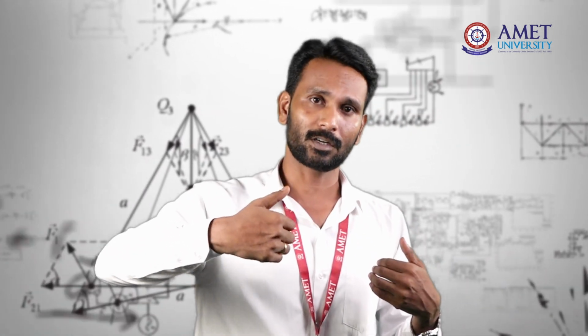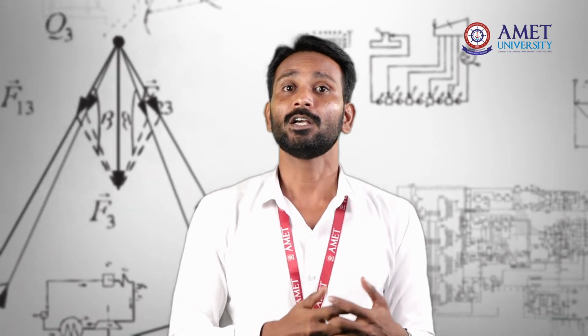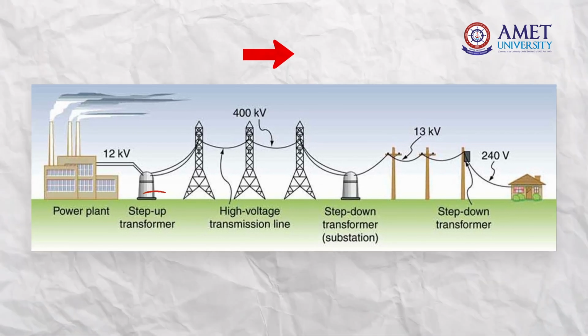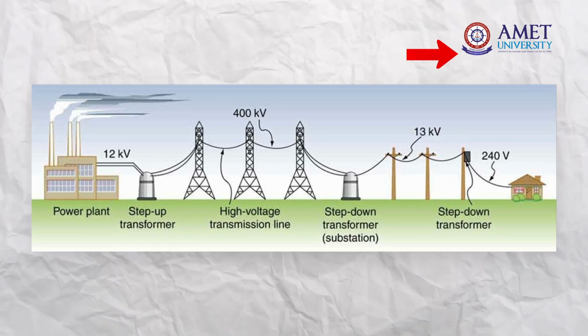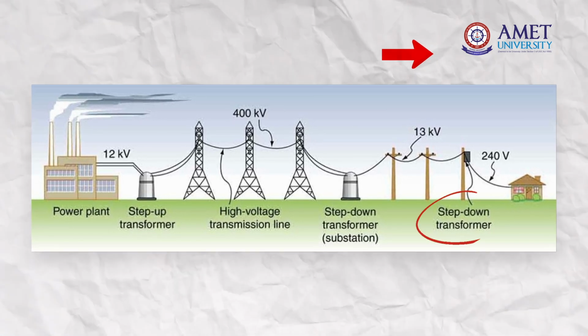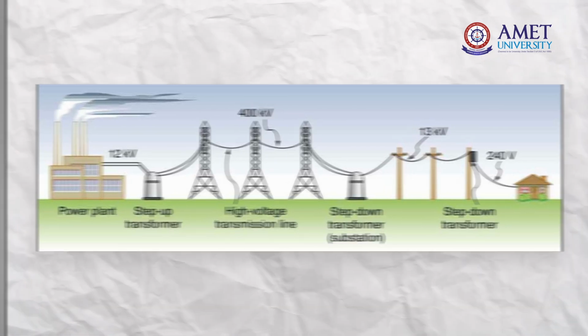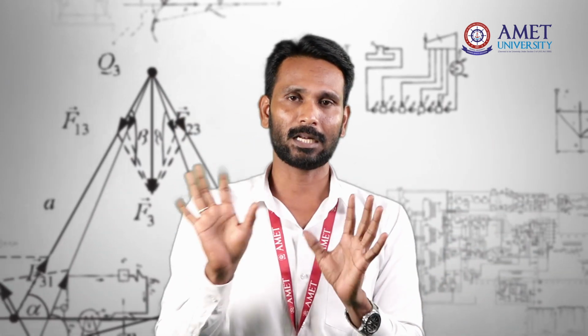Once the energy has traveled thousands of kilometers, we cannot use that bulk amount of energy directly in our homes for different purposes. So we have to reduce that energy. In the power plant we are using the step-up transformer. After reaching our surroundings, our area, we have to use the step-down transformer. So we reduce the energy level to 240 volts, and then we can use that electrical energy. Hope you understood where we are using the step-up transformer and the step-down transformer.